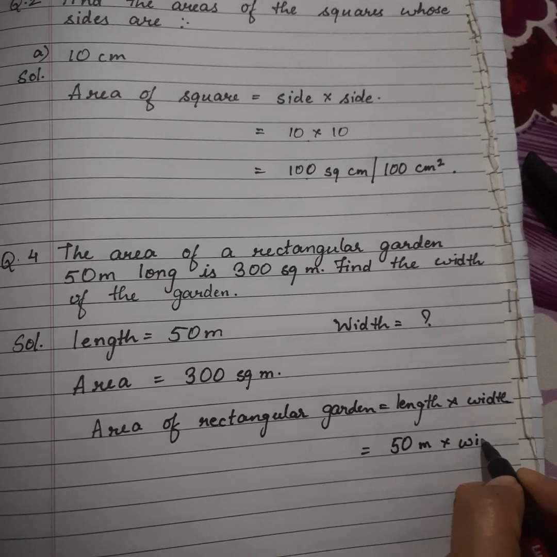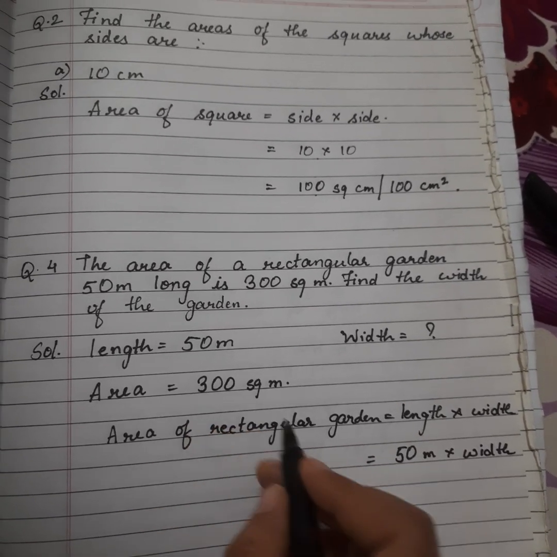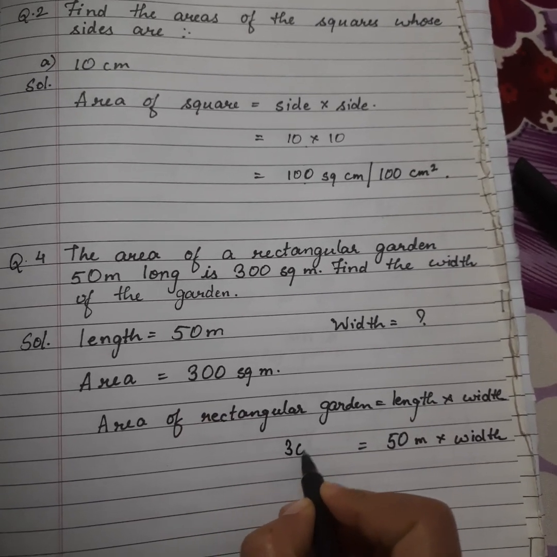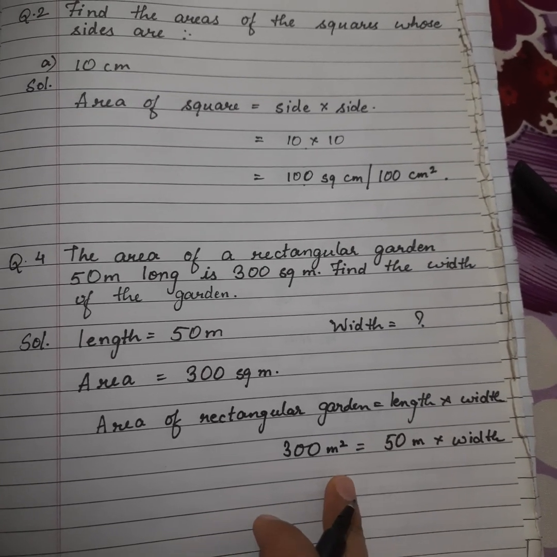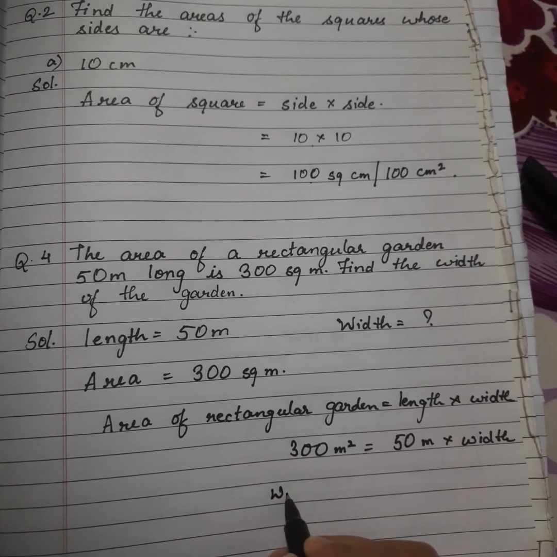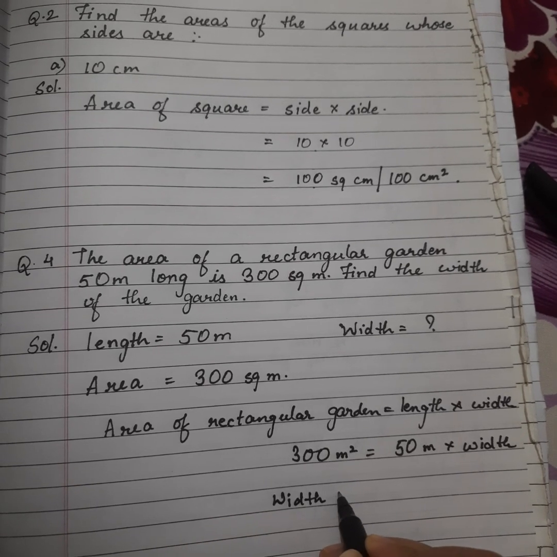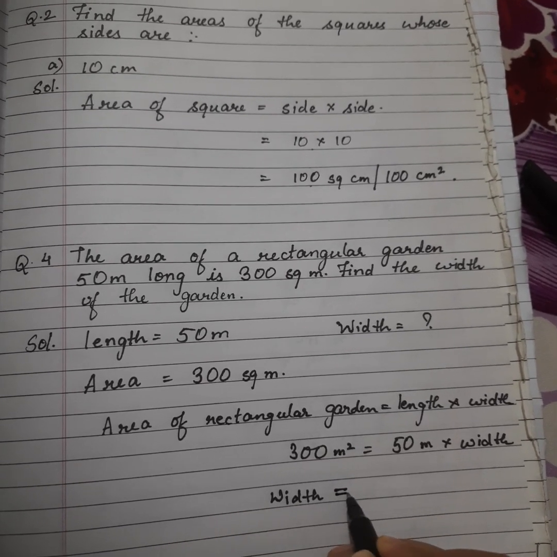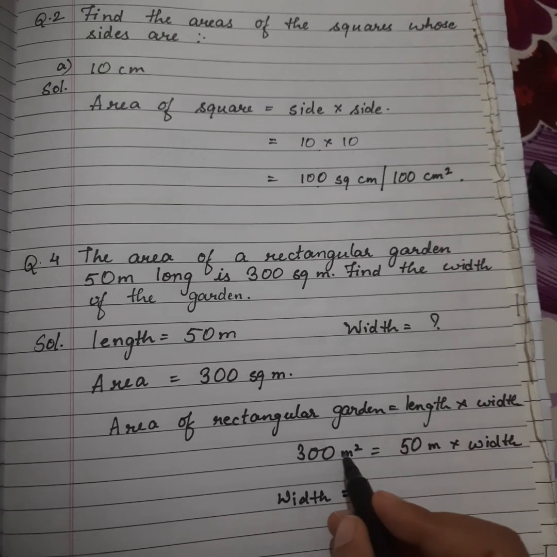Width I have to find. Area is also given as 300 square meter. Width is what I just have to find. So whatever you are supposed to find, we have to keep it on the left hand side of the equal to sign, and the other things on the right hand side.